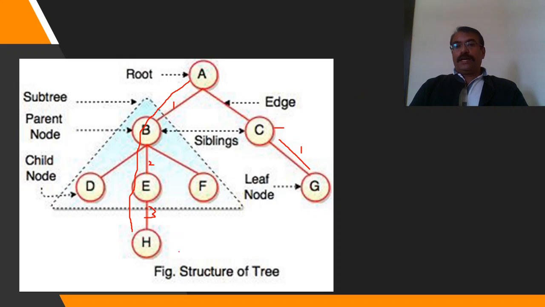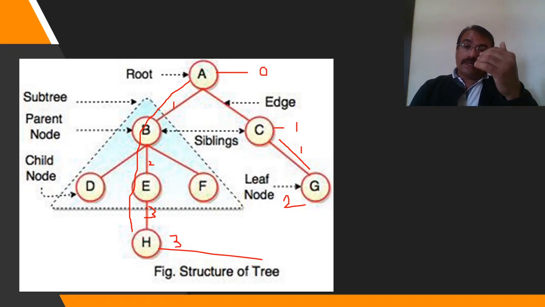Okay. What is the height of the tree? From the root node till the last node. That is the height of the tree. Okay. What is the level? Root is at level 0. So B and C will be at level 1. D, E, F, G are at level 2. H is at level 3. So this way we can decide the levels of a tree.